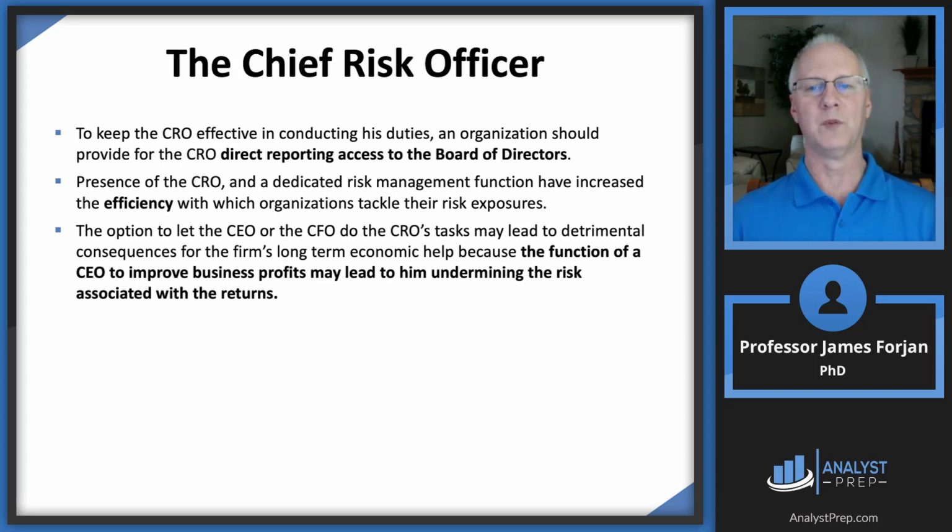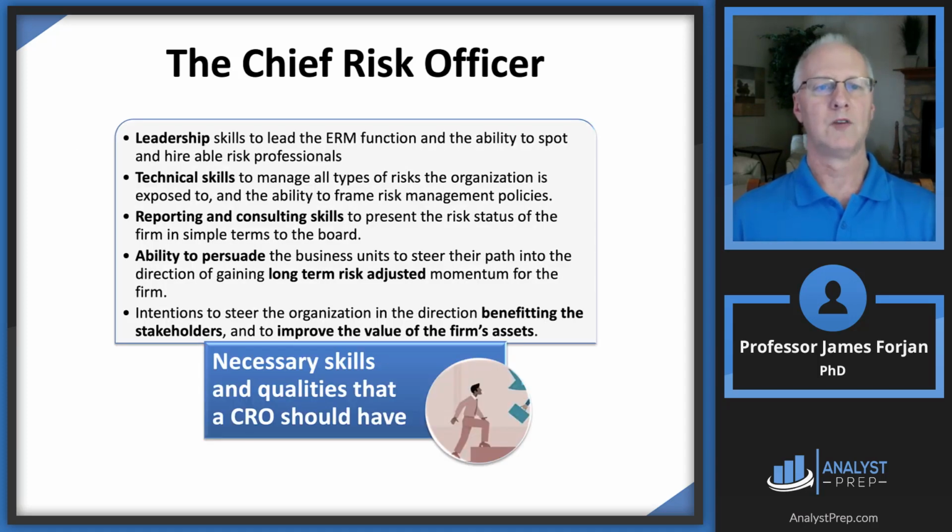Let's look at that last bullet point there. Help the function of the CEO to improve business profits. So that's what I was talking about earlier about the combination of those goals. All right, so what does the Chief Risk Officer need? Here's a summary of what I was talking about on that previous page. All right, leadership, of course, the ability to lead and to convince those who he or she supervises that their job is critical to the success of the business.